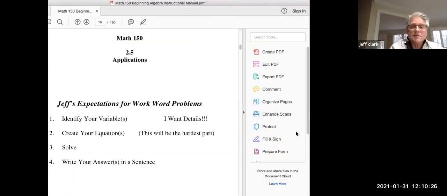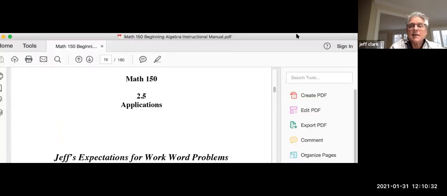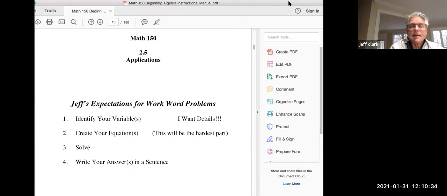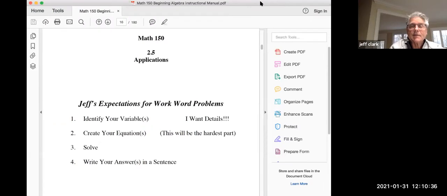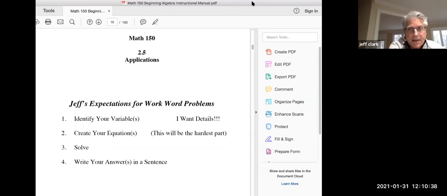So what I'm looking at is here. Let's see, are you seeing that? I think you are. So what I'm looking at here is your Math 150, the 2.5 on the word problems, the applications.